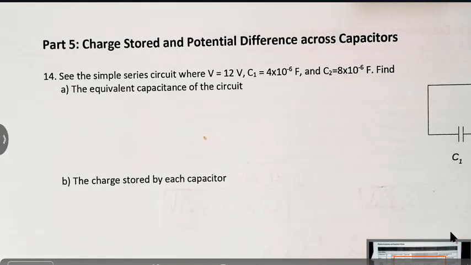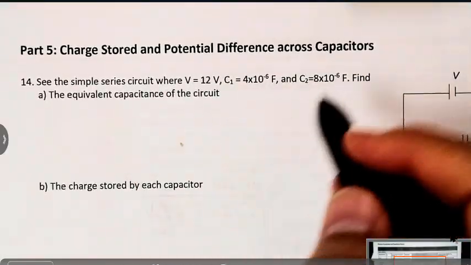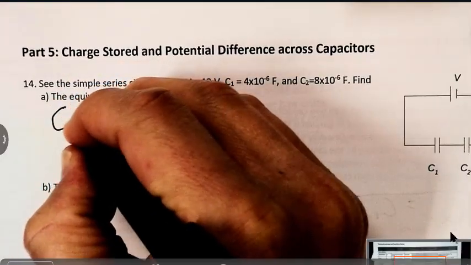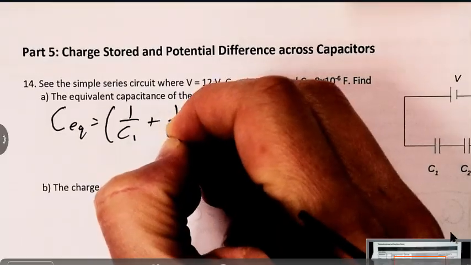Okay, I forgot to do this, so sorry, you kind of needed this in order to do the harder problems. Equivalent resistance, equivalent capacitance, really easy. We just use my equation. The equivalent capacitance is the 1 over C1 plus 1 over C2, inverse.